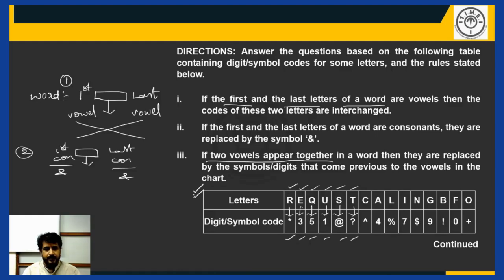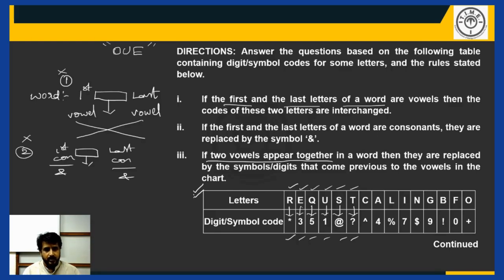What is the example we will take? I have taken a word, dew. Now in this word, the first letter is a consonant and the second letter is a vowel, so the first rule is not applicable. And here the first is a consonant and the last is a vowel, so this rule is not applicable. These two rules are applicable only when the first and last are both vowels, or the first and last are both consonants.